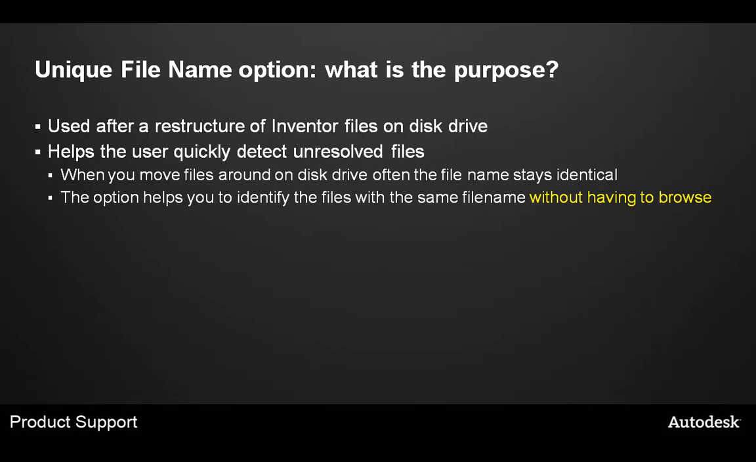When you move files around, the file name very often stays identical. When you turn this option on, Inventor quickly identifies the files with the same file name, and you don't have to browse to the location of those files. Inventor will find them for you.